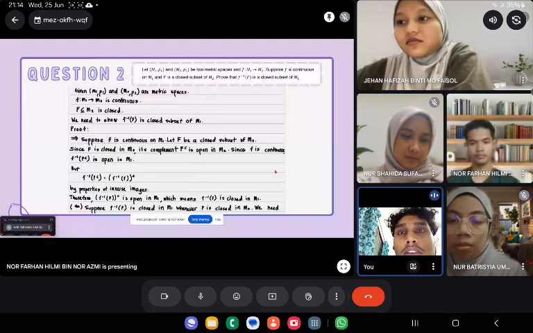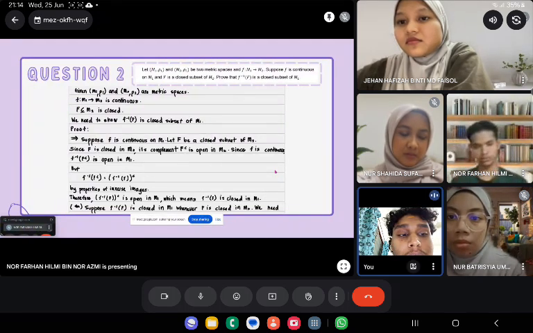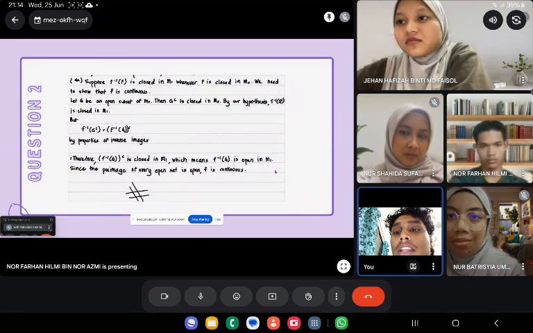We need to prove the second part, which is: suppose f inverse of F is closed in M1 whenever F is closed in M2. We need to show that f is continuous.